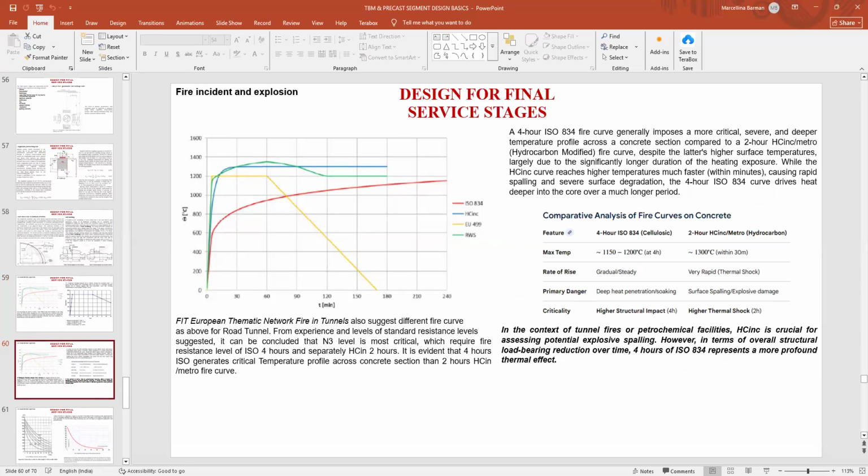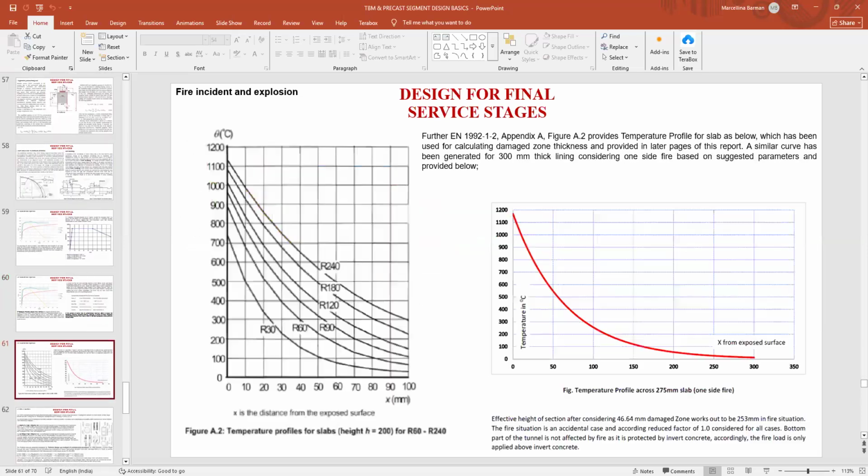There are 4 types of fire curves. From the 4 types of fire curves, we are mostly taking ISO 834. That is the 4-hour fire curve we are considering. From these fire curves, we determine the duration of the fire, and accordingly the temperature. So if it is a 4-hour fire curve, 4 hours is the maximum limit of my fire duration.